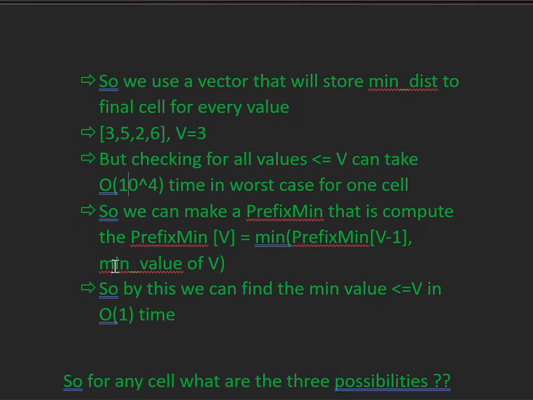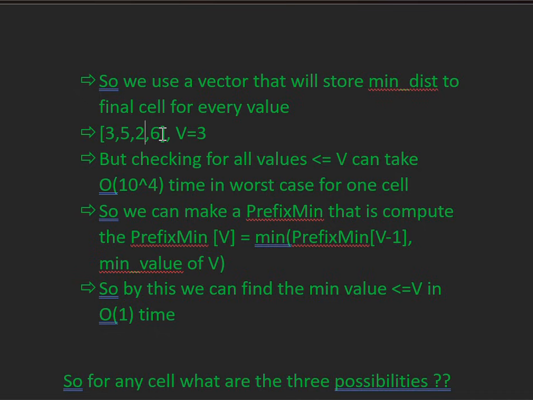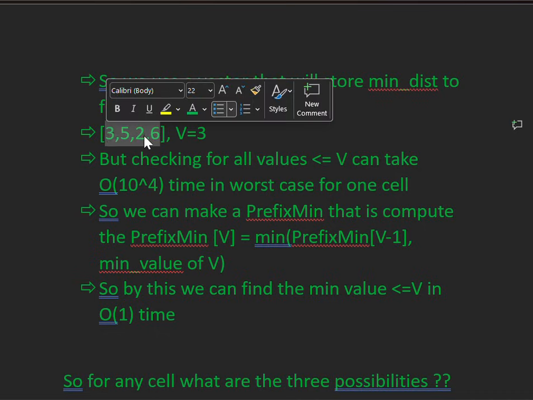So what we can do is use a prefix minimum, that is, we can compute the minimum value up to any v. Suppose this array 3 5 2 6. Up to index 0, what is the minimum? 3. Then up to index 1, what is the minimum out of 3 or 5? 3. So we'll be storing 3. Then we'll be checking this: what is the minimum out of 3 5 2? It will be 2. Then we'll be checking 3 5 2 6. What is the minimum? 2.